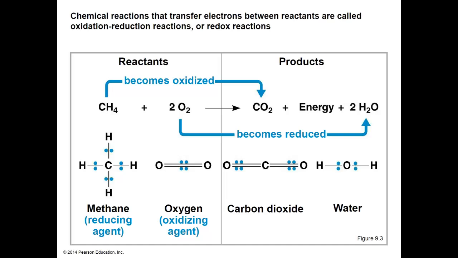But first, a little review of chemistry. Chemical reactions that transfer electrons between reactants are called oxidation-reduction reactions, or redox reactions. The reactants are what you start with. The products are the ending result. When a molecule becomes oxidized, it is losing electrons. When a molecule becomes reduced, it gains electrons.